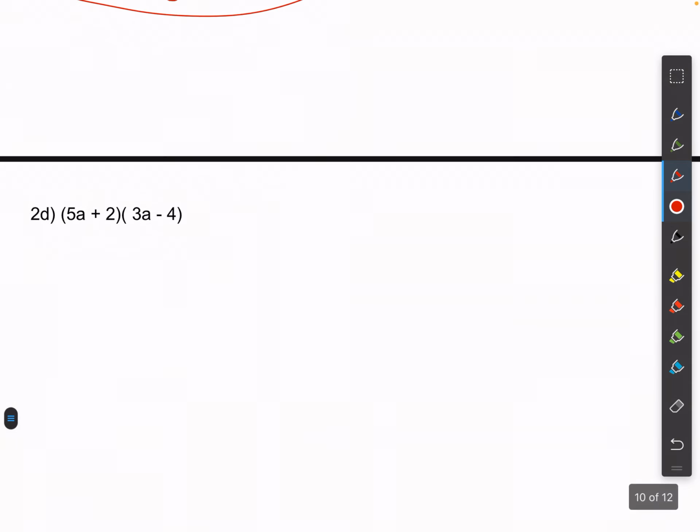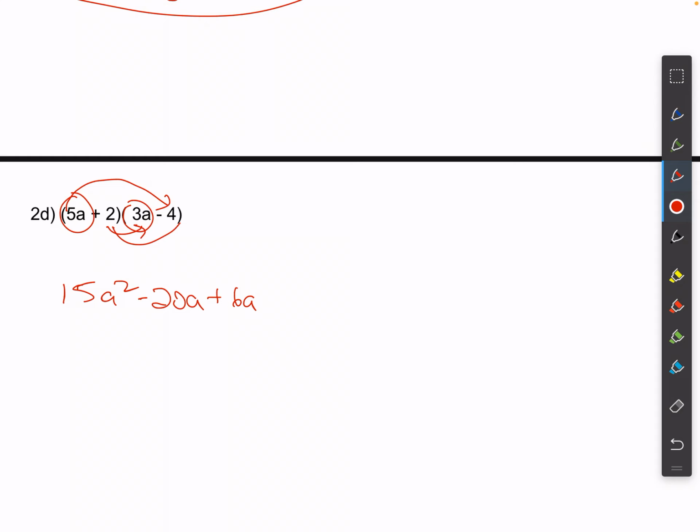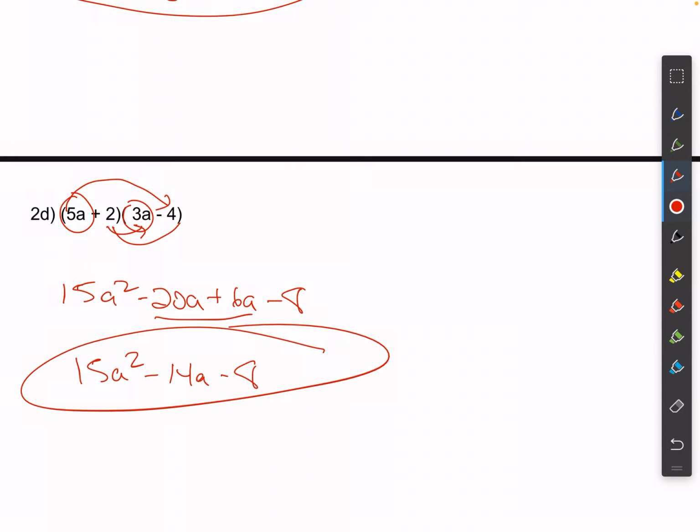All right, and then for 2d, we have 15a squared when we do these guys. Then if I multiply the 5a by negative 4, I get negative 20a. 2 times 3a gives me plus 6a. And then 2 times negative 4 gives me negative 8. So we have 15a squared. These can be combined. That becomes negative 14a minus 8, and we're done.